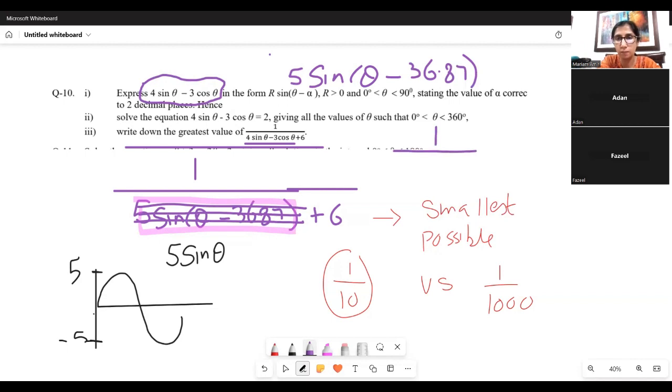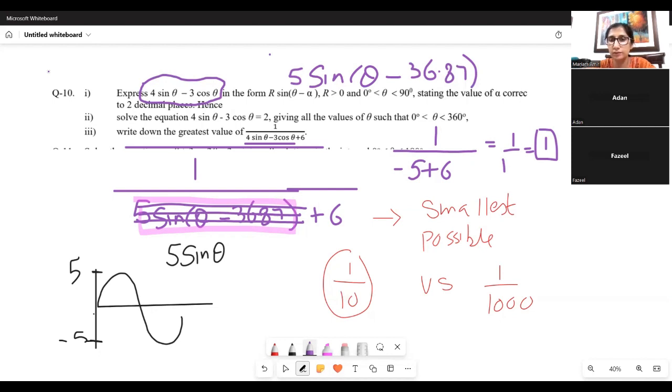So 1 upon minus 5 plus 6 will be 1 upon 1, which is 1. So is that the answer? Yes. So the greatest value of this fraction is 1. Because we need to minimize the denominator. Or denominator में जो variable है, that is 5 sine theta minus alpha. And for that variable, the smallest possible value is minus 5. So we replace that with minus 5 plus 6 is 1. So 1 by 1 is 1.